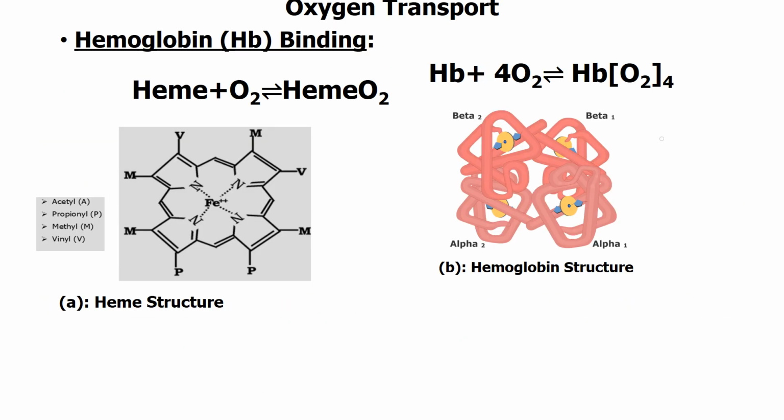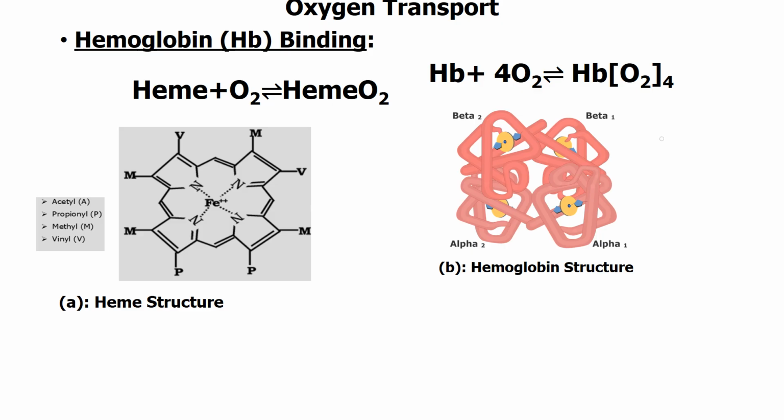Now, let's look at oxygen transport. We just mentioned hemoglobin binding. Now, heme binds to a molecule of oxygen. This is the structure of heme as shown here before you in figure A. Figure B is the hemoglobin structure. I'll come to that shortly. Heme as a molecule binds a molecule of oxygen, that is O2. Now, look at structure B before you. You can see HB representing hemoglobin and 4 molecules of oxygen.